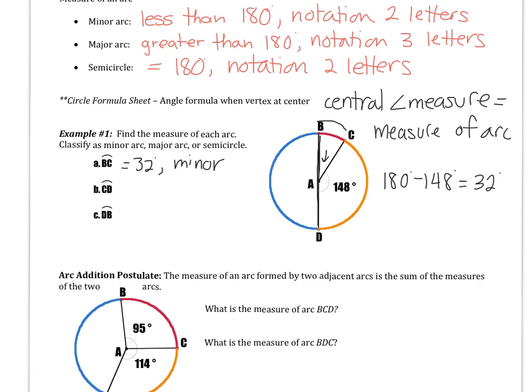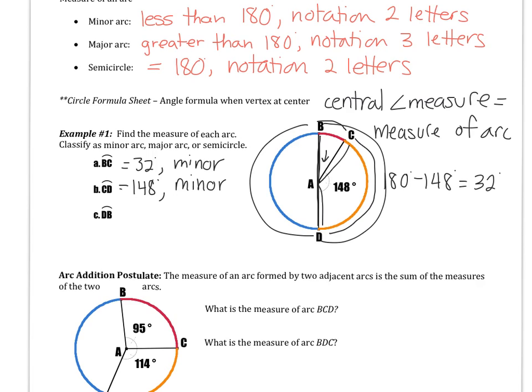Okay, next CD, this arc measure right here, it's the same as the central angle that creates it. So it's 148 degrees, and again, because it is less than 180, it's a minor arc. And finally, D to B, it doesn't matter if I look this way or if I look this way, it's the same exact arc. It's a semicircle, so its measure is equal to 180 degrees, and we're going to write semicircle.